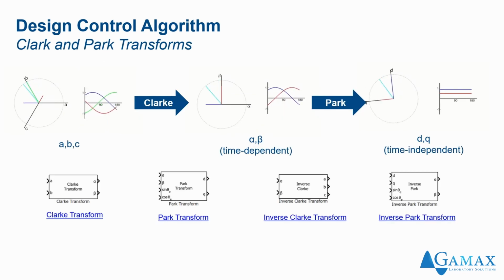So Clarke and Park transforms are commonly used in field-oriented control of three-phase AC machines. The Clarke transform converts the time domain components of the three-phase system to components in an orthogonal stationary frame. And further on, the Park transform converts the two components of this frame to an orthogonal rotating reference frame. So implementing these two transforms in a consecutive manner simplifies the computations by converting the AC current and voltage waveforms into DC signals.